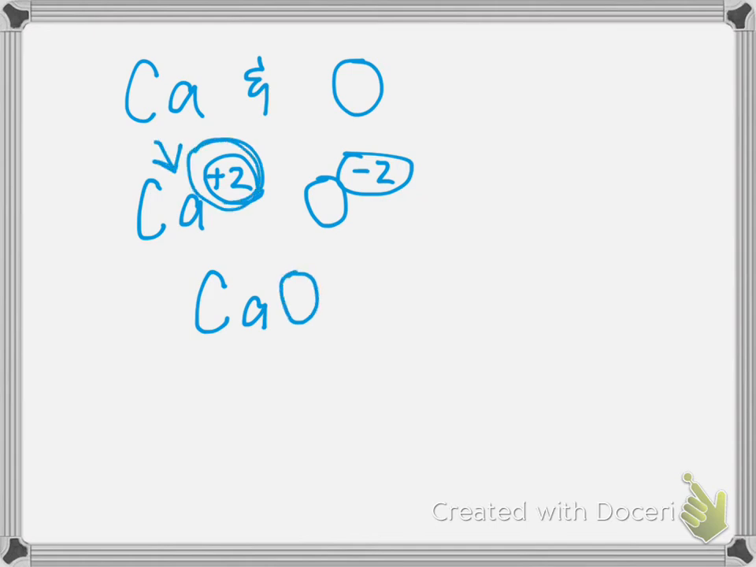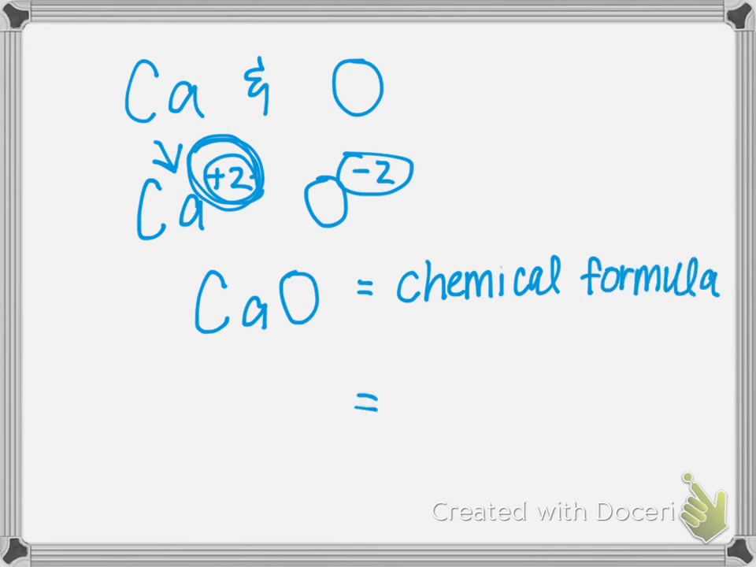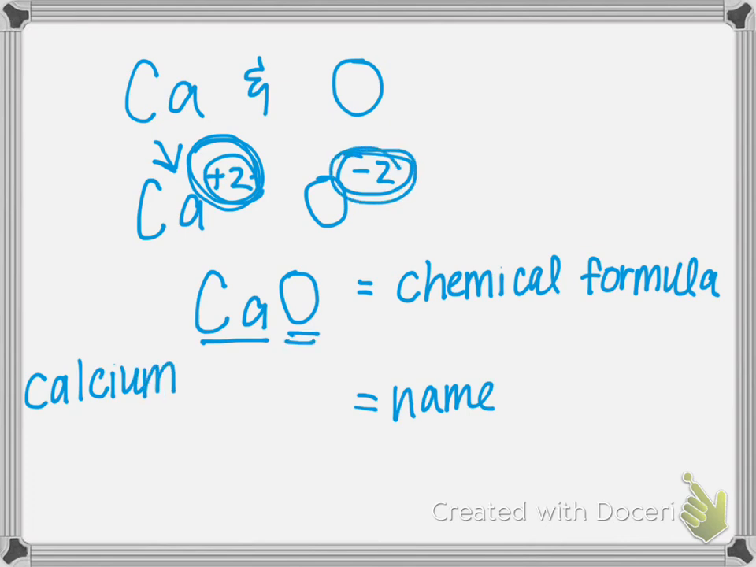Calcium is the positive charge, so it has to come first. Oxide is the negative charge, it goes second. So this is the chemical formula. And then the name, just the written name of the molecule, would be calcium, keeps its regular name. And then what do we call O? That was charged, not oxygen, but oxide. So calcium oxide.